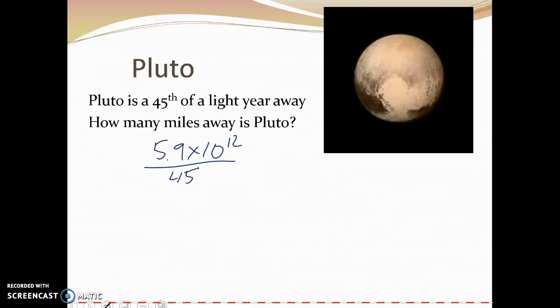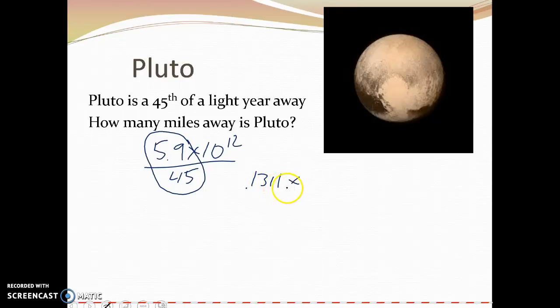And so if I take 5.9 times 10 to the 12th and divide it by 45, I can start by simply taking 5.9 divided by 45. So if I take 5.9 divided by the 45, that's going to be 0.1311.